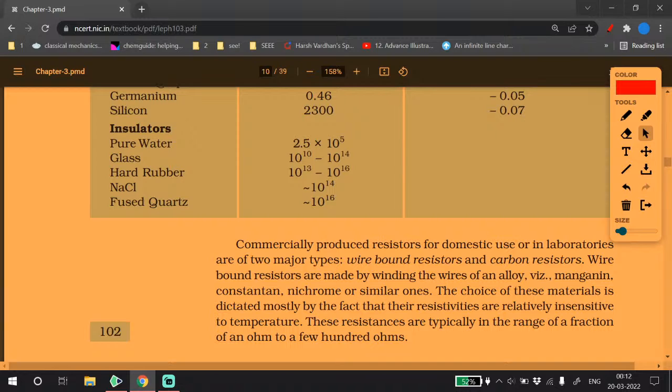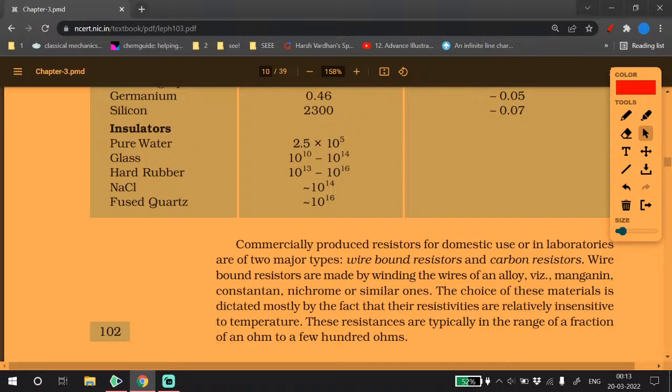So there are two types of commercially produced resistors for use in laboratories and home purposes: wire-bound resistors and carbon resistors. Wire-bound resistors are made by winding wires of an alloy, that is nickel, manganese or constantan, or similar things. This is because their resistivity is not very dependent on temperature. That's why they are also used in the potentiometer experiment, manganese.